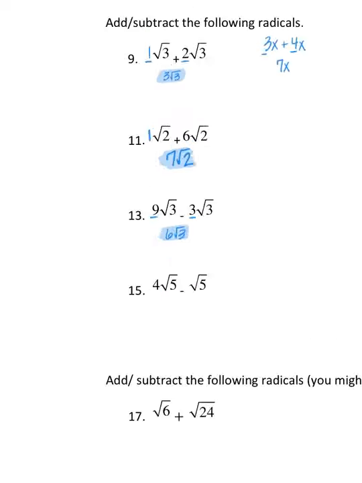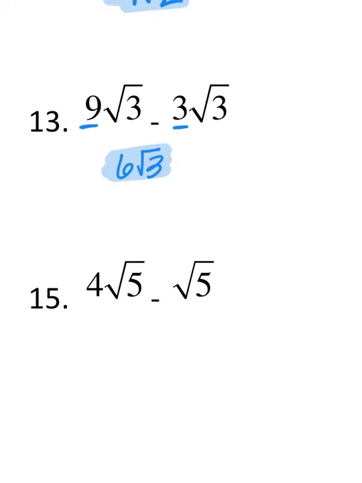Okay. Same thing with 15. I can pretend that there's a 1 in front there. So I have 4 minus 1. Sorry, that minus sign is down so low. 4 minus 1 is 3. And just bring down my radical 5.